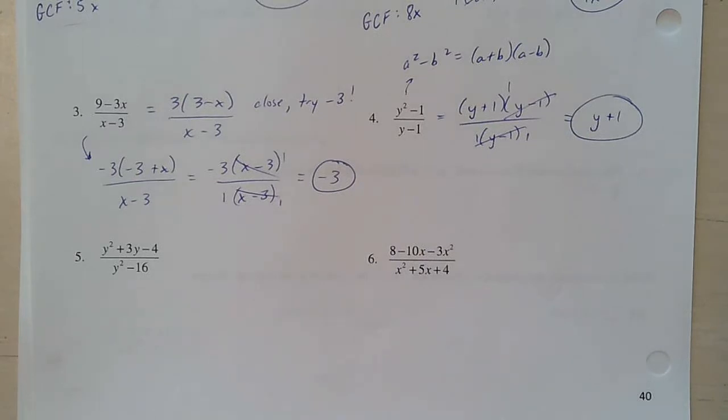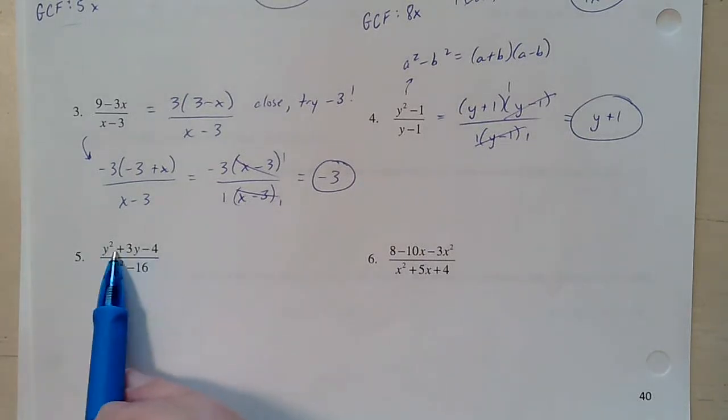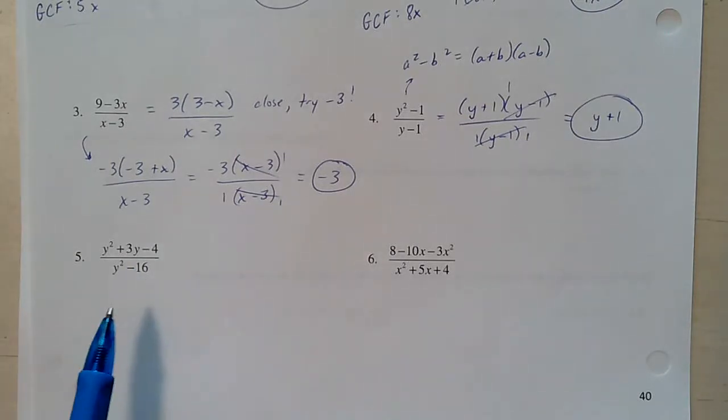All right, so why don't you try 5, factor the top, because you can factor that, and the bottom, and then see what you get for your final answer.